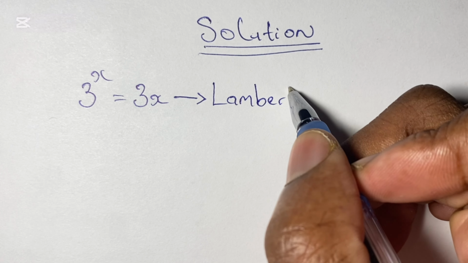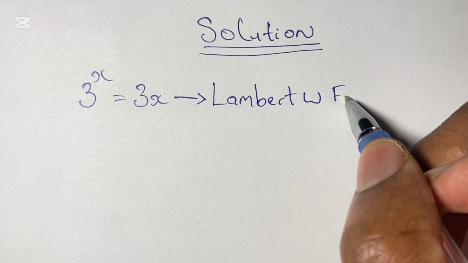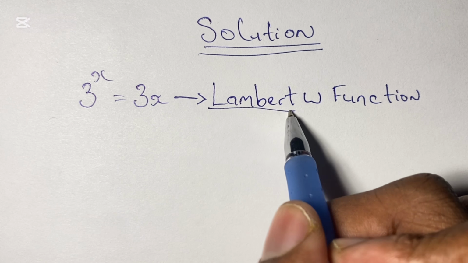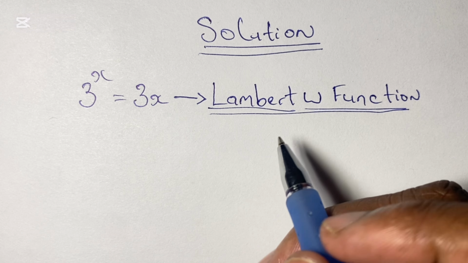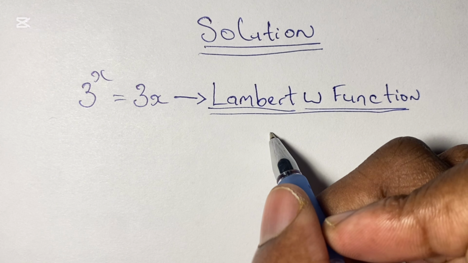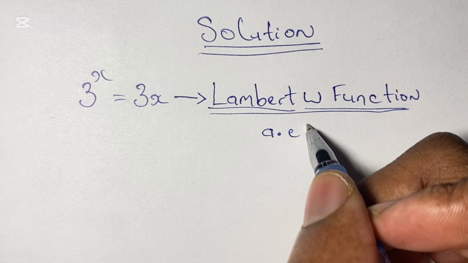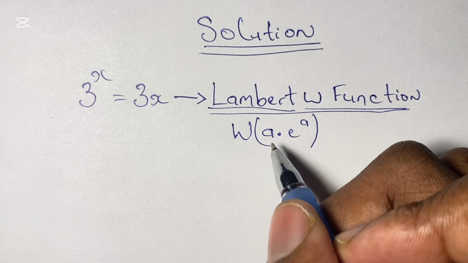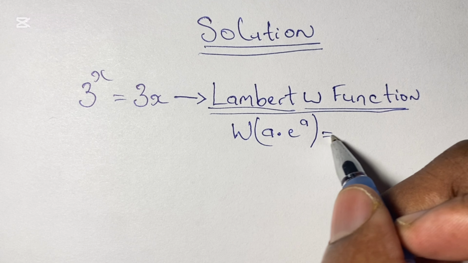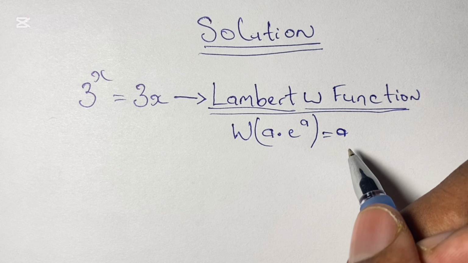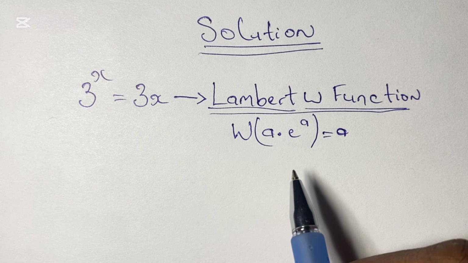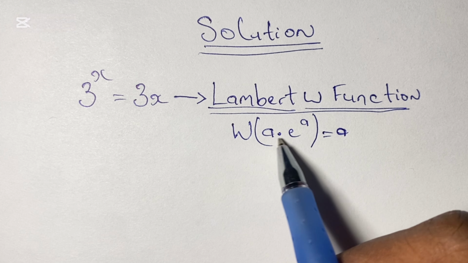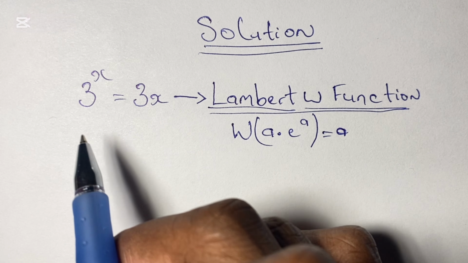Now moving on to our solution, we said that we cannot use normal algebraic methods to solve this problem. And so the method that we're going to be using is a special kind of function called the Lambert W function. This kind of function is used to solve problems where the unknown, which is the variable, is in the base and also in the exponent. Now how this function works is that if we have an expression such as a times e to the power of a, and we apply a W function to this expression, the result is a. So the key here is this expression: a times e to the power of a.